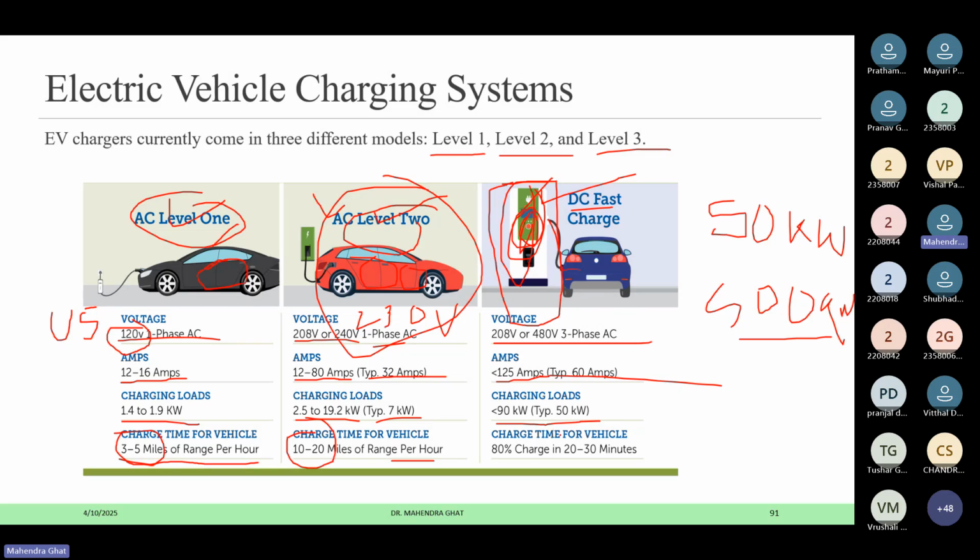And with this, we can charge 80% in 20 to 30 minutes. So if I have a vehicle which has a range of say 200 miles, 80% of 200 miles I can charge in 20 to 30 minutes actually. Okay, so these are the level 1, level 2 and level 3 types of chargers required for the electric vehicle. Now this charger will have an AC to DC converter as well as DC-DC converters. And what type of DC-DC converters? That I will show you in the next slides.